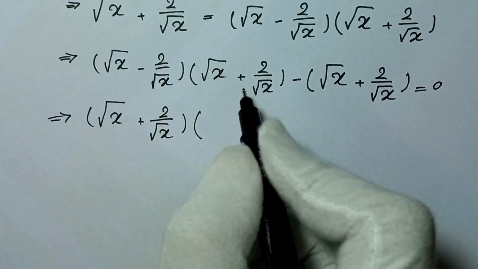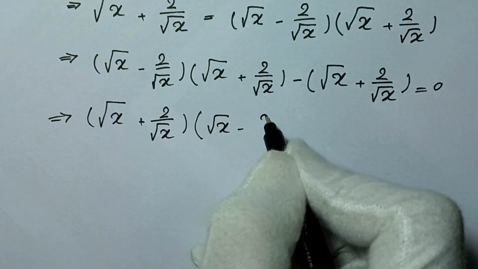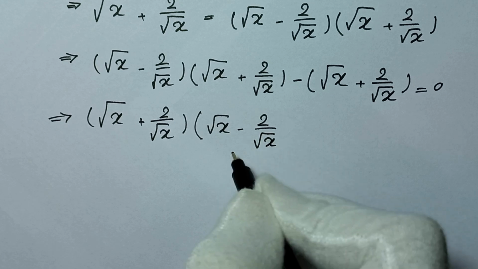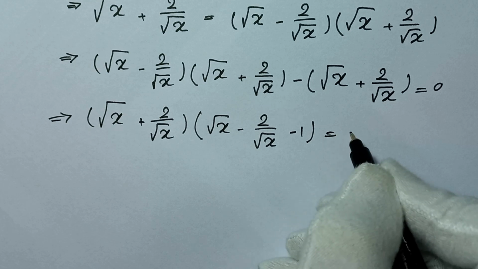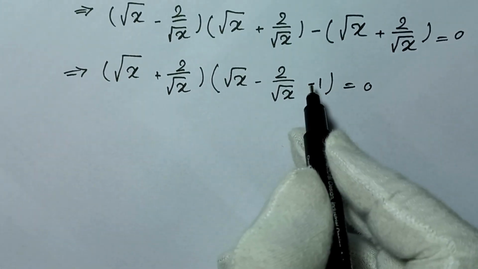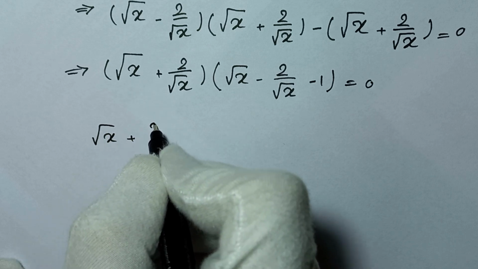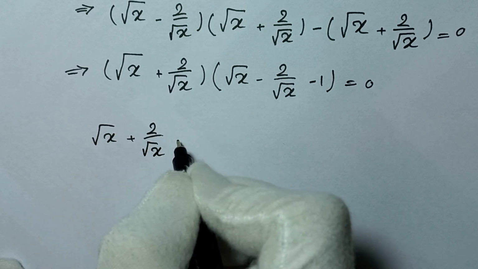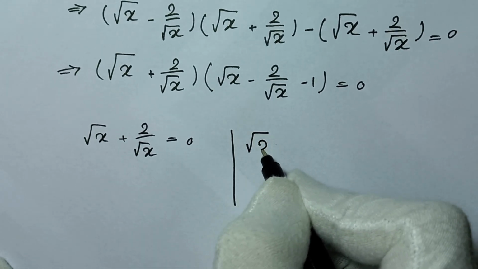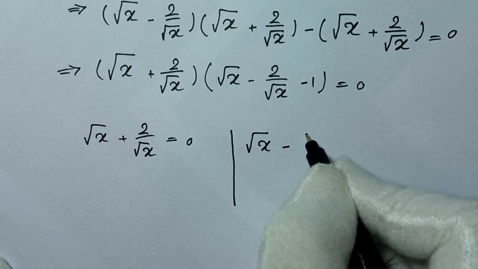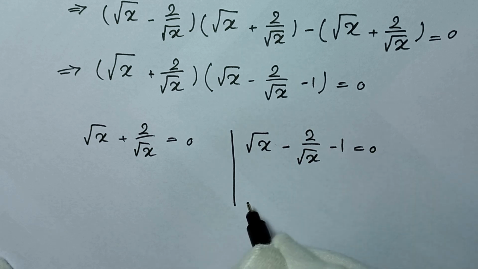And in here, this divided by this will be square root of x minus 2 over square root of x, and this divided by this will be negative 1, is equal to 0. So this times this is equal to 0, so in here, square root of x plus 2 over square root of x is equal to 0, or square root of x minus 2 over square root of x minus 1 is equal to 0.